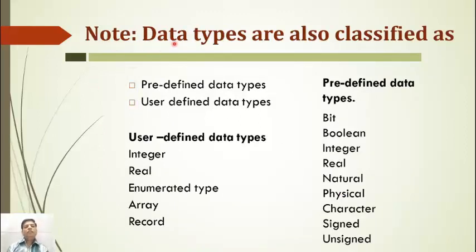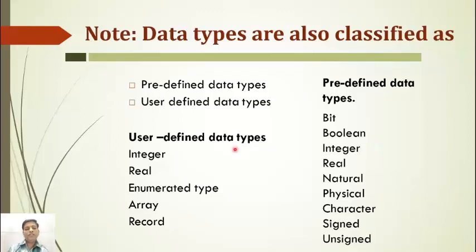Then next, data types are also classified as predefined data types and user defined data types. User defined data types are integer, real, enumerated type, array, record. These all come under the user defined data types. And what are the predefined data types? Boolean, integer, real, natural, physical, character, signed, unsigned. All these come under the predefined data types.